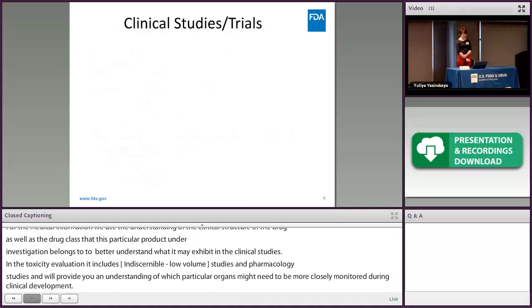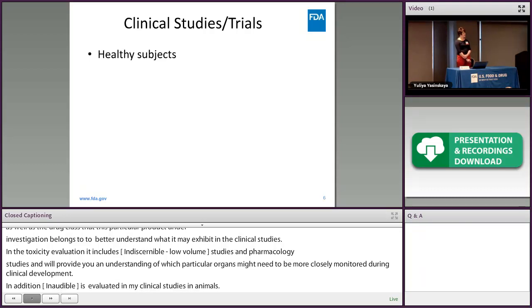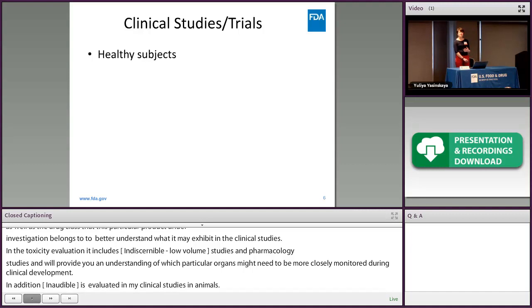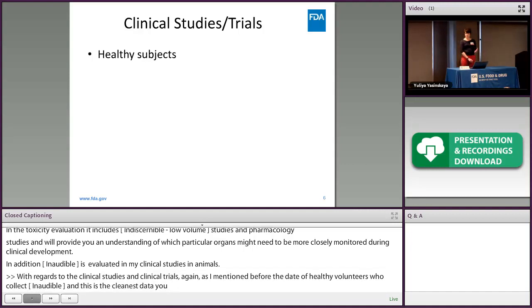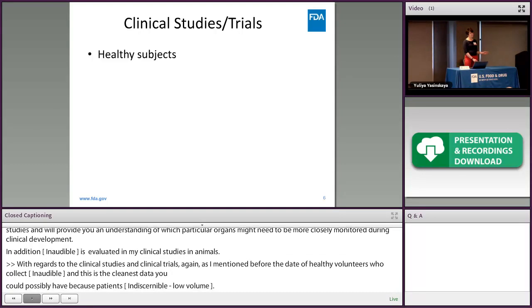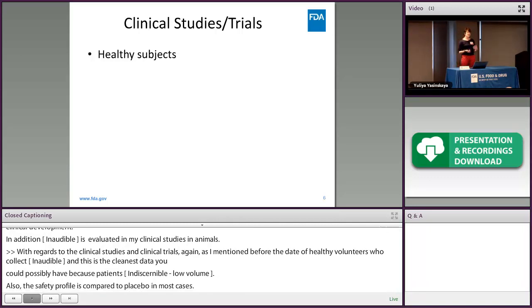With regard to the clinical studies and clinical trials, again, as I mentioned before, the data from healthy volunteers is generally collected in your phase 1 studies, and this is the cleanest data you can possibly have because the subjects are healthy. There are no underlying medical conditions that might interfere with the safety profile of the drug, and there are no concomitant medications. Also, the study drug safety profile is compared to placebo in most cases. However, the studies are fairly small, so the exposure is limited, and therefore the signals might not be readily available in this type of study.